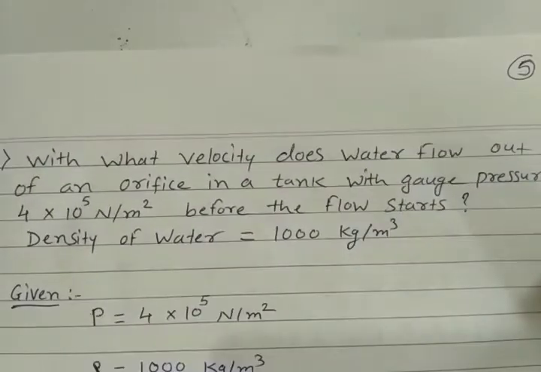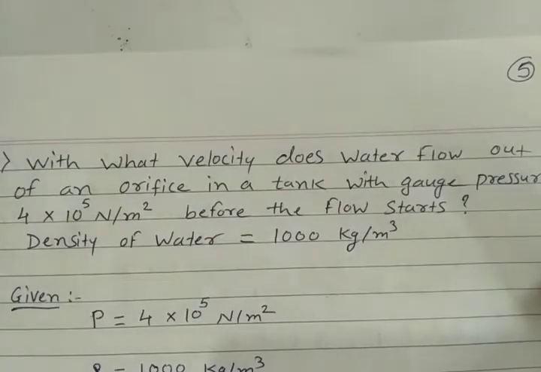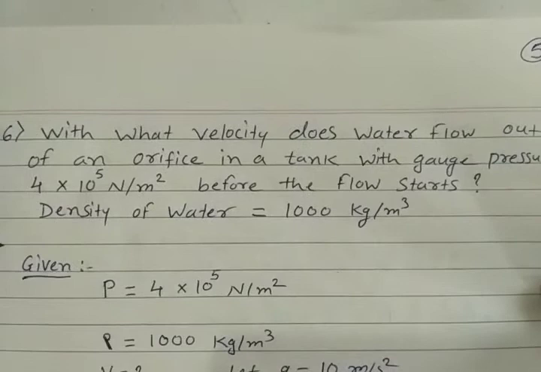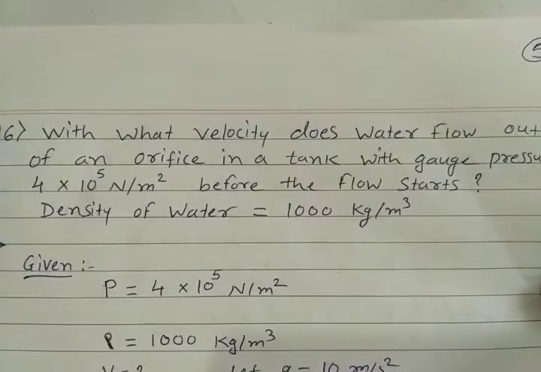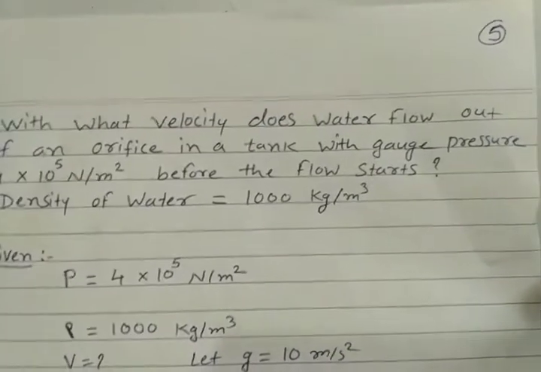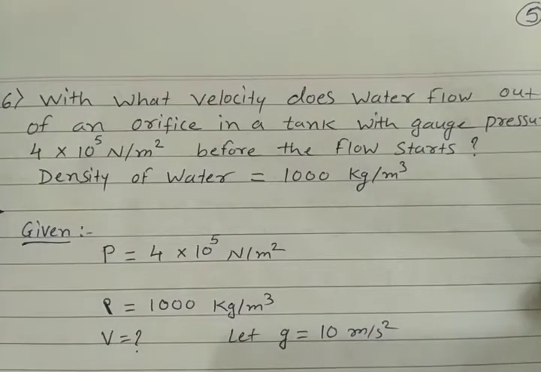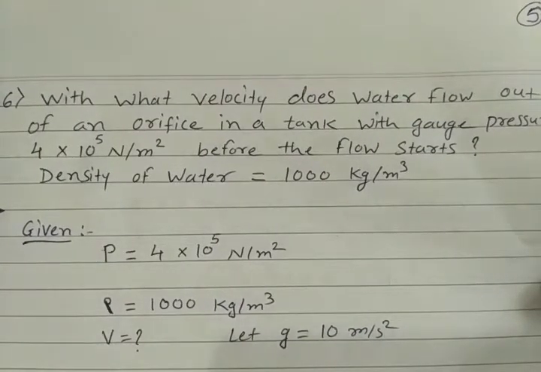Now the 16th numerical. With what velocity does water flow out of an orifice in a tank with gauge pressure 4 into 10 raised to 5 Newton per meter square before the flow starts? Density of water is 1000 kg per meter cube.